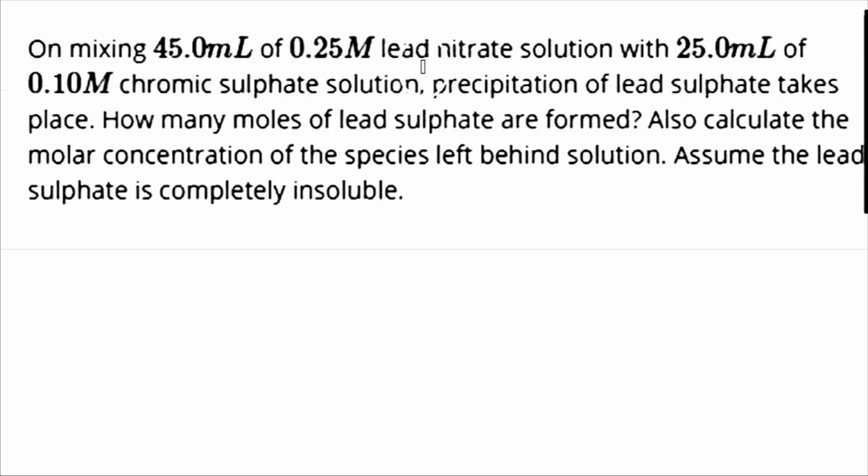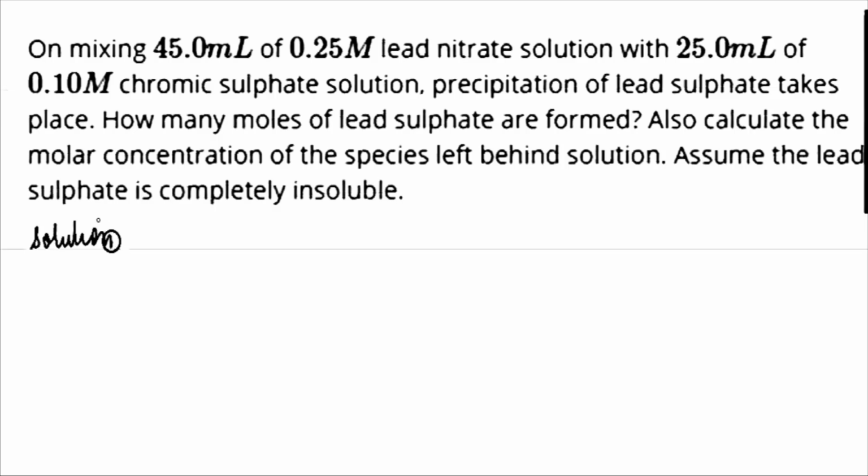Just by mixing both of them, we get a precipitate of lead sulfate, and we need to find out how many moles of lead sulfate are formed. Also we need to calculate the molar concentration of all the species left behind in the solution, and we have to assume that lead sulfate is completely insoluble. Now let us see how we can do this.